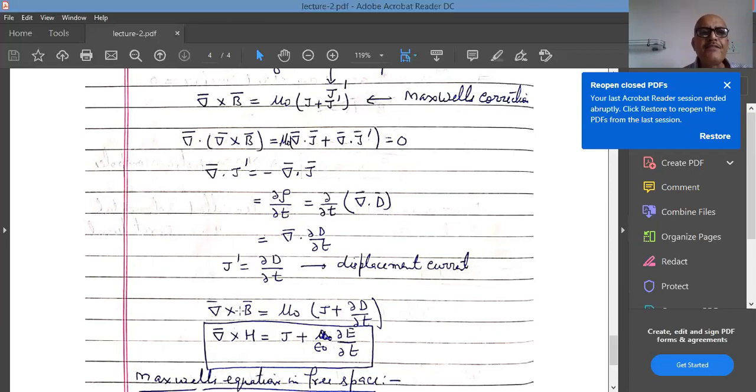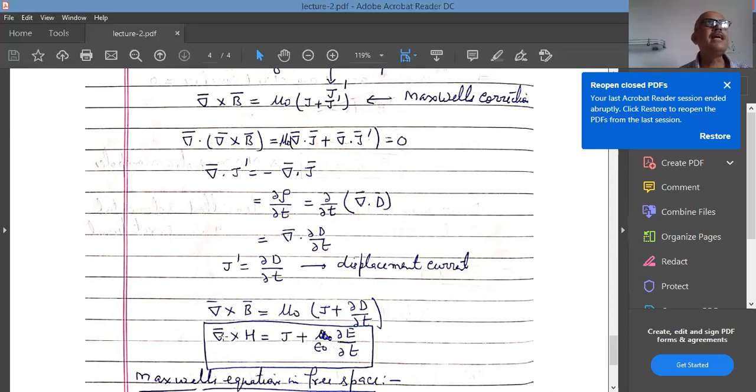So curl of B is now mu 0 J plus epsilon 0 del D over del T. If we want to write this in terms of H, B is equal to mu 0 H, mu 0 will cancel out, and the equation becomes curl of H is equal to J plus epsilon 0 del E over del T. So these are the four basic Maxwell equations.